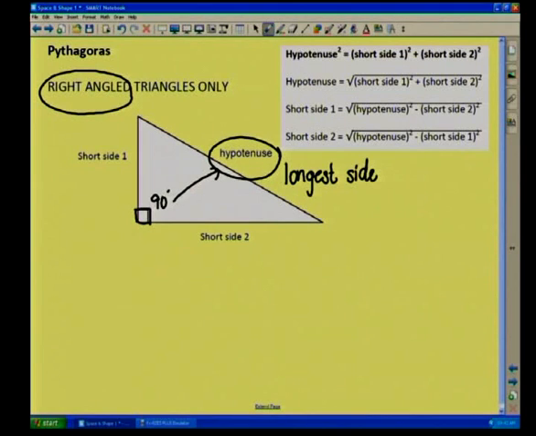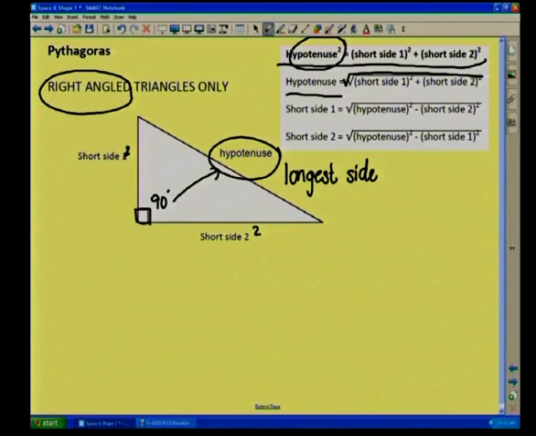The formula that you do need to know is that the hypotenuse squared is equal to the short side squared plus the other short side squared. So it's this side squared plus this side squared added together, and that would give you your hypotenuse squared. So in order to find out what your hypotenuse is, you would need to square root your answer.